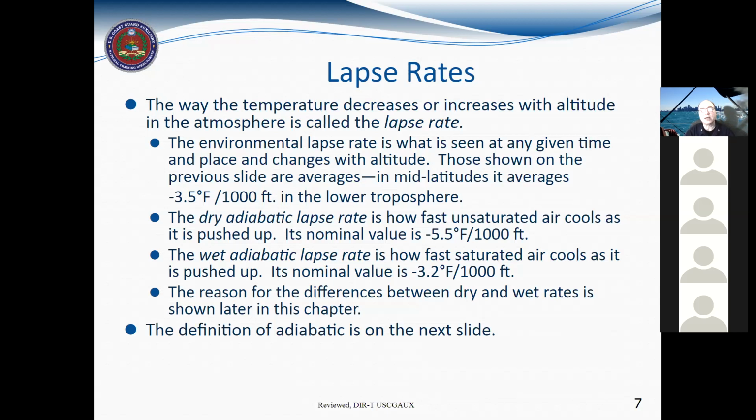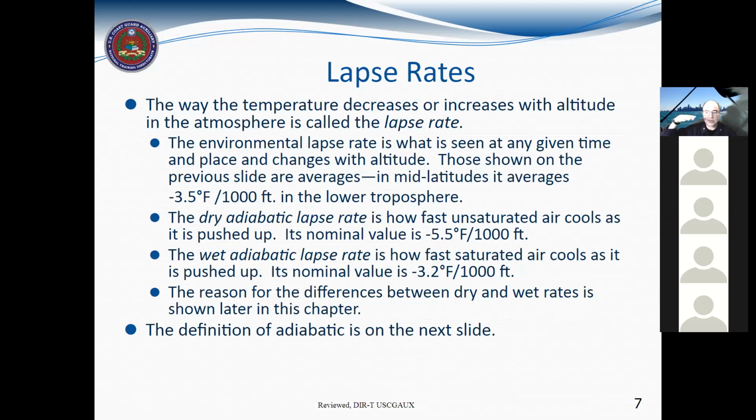The environmental lapse rate is what is seen at any given time and place and changes with altitude. Those shown on the previous slide are averages. In mid-latitudes, it averages about a loss of 3.5 degrees Fahrenheit per 1,000 feet. That's in the lower troposphere, and that's assuming it's fairly moist there. So minus 3.5 degrees Fahrenheit for every 1,000 feet.